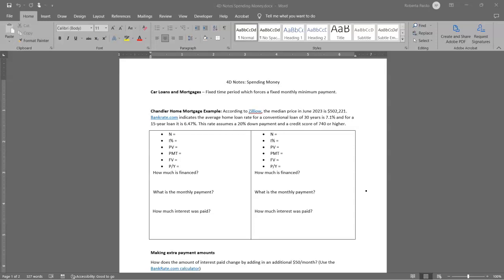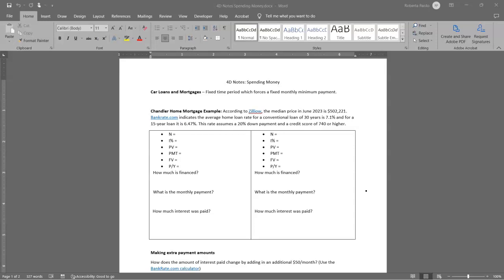So in Chandler, according to Zillow, the median home price in June of 2023 was $502,221. And Bankrate.com indicates that the average home loan rate for a conventional 30-year loan is 7.1%. For a 15-year loan, it's 6.47%. This also assumes a 20% down payment with a credit score of 740 or higher. So that's a fairly good credit rating. You are going to put some money down.